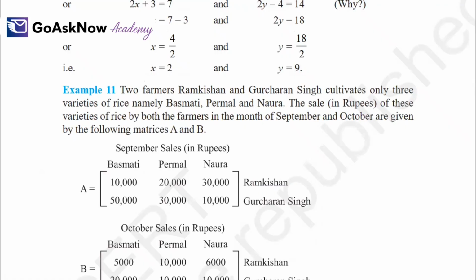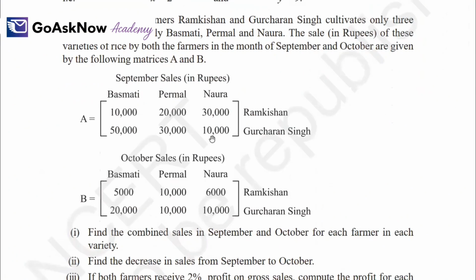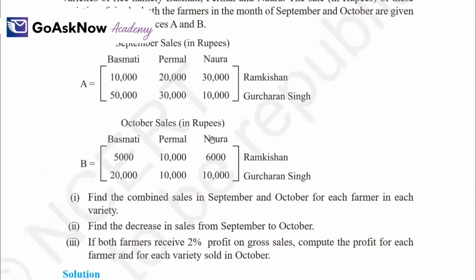So for A matrix, you can see that Basmati is sold by 10,000 numbers, and it is by Ramkishan. And for Guru Charan, it is 50,000 in sales. And Parmal is 20,000 and 30,000. Similarly, Nora is 30,000 and 10,000. This was your September sales, and similarly, your October sales are B is equal to 5,000, 10,000, 6,000, and 20,000, 10,000, and 10,000.